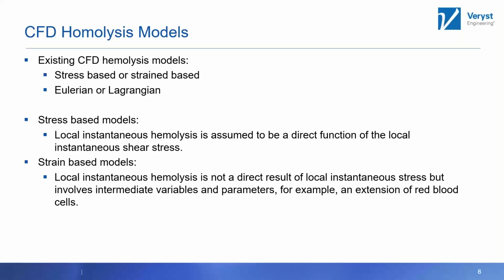CFD blood damage models are either stress-based or strain-based, and they are either in the Eulerian frame or the Lagrangian frame. Stress-based models assume that local instantaneous hemolysis is a direct function of local instantaneous shear. Strain-based models are models where local instantaneous hemolysis is not a direct function of local instantaneous shear, but there is another variable in between. For example, that variable could be the extension of red blood cells.